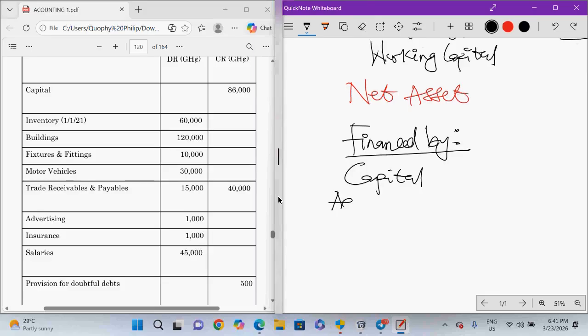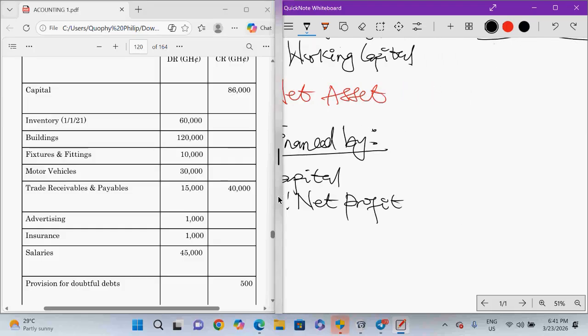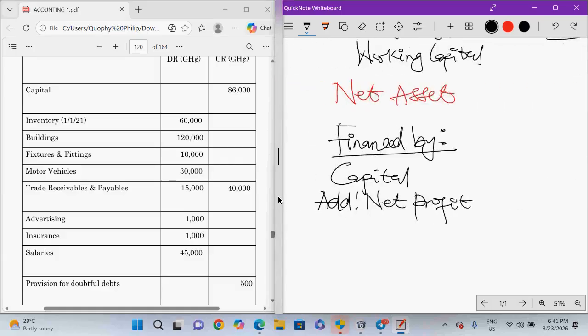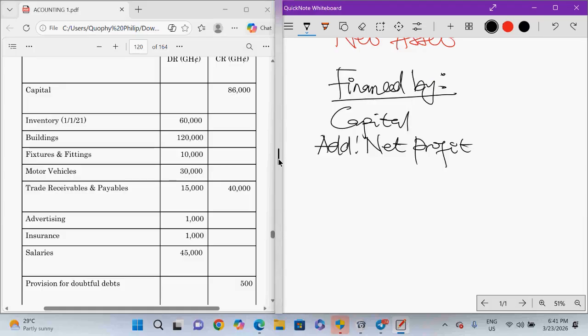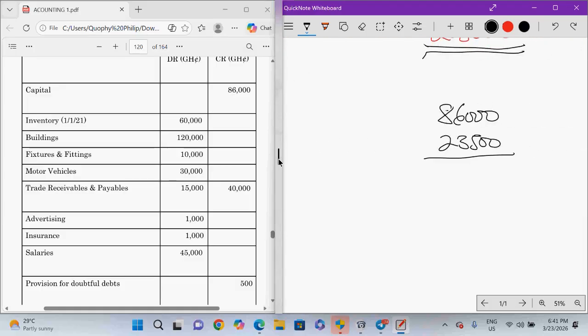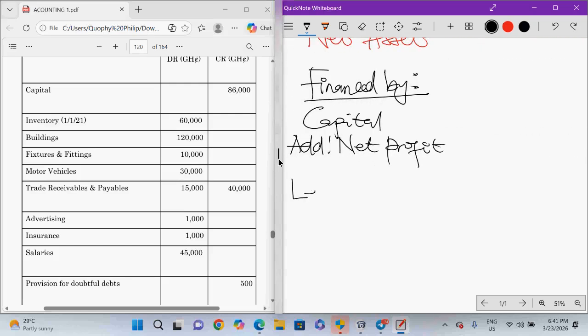Add net profit. What is our net profit? 23,500. Okay, what else? If you add it, you get the answer. Less drawings.